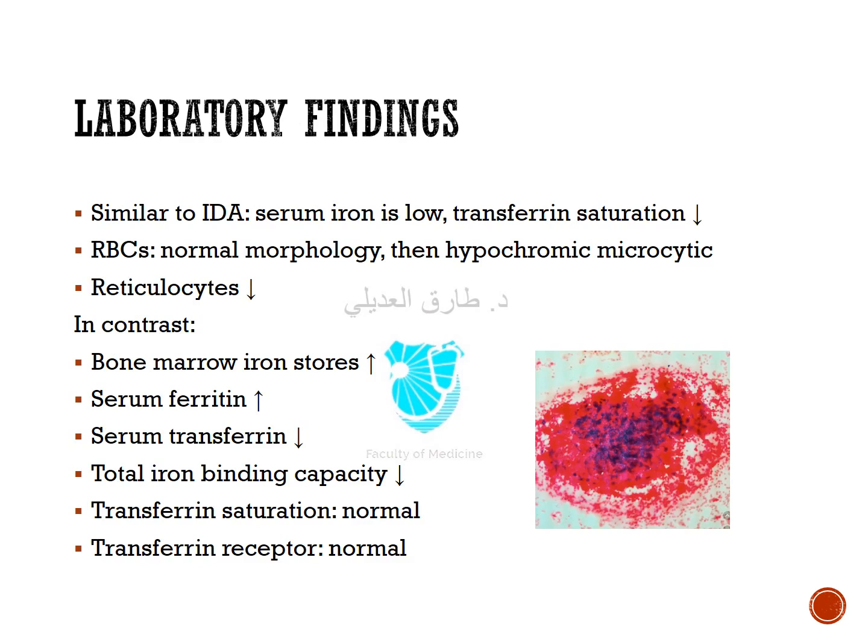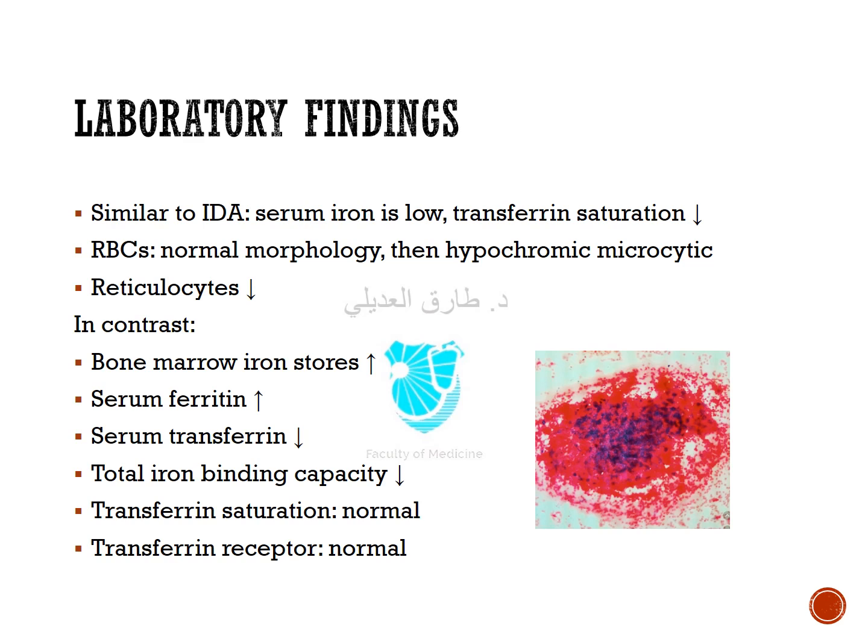Laboratory findings, it is very similar to iron deficiency anemia. The serum iron is low because it is retained in the bone marrow. Transferrin saturation is also low because we do not have enough serum iron. The RBCs at the beginning of the anemia are normal in morphology, but with time they become hypochromic and microcytic. Reticulocytes are low because we do not have enough erythropoietin.